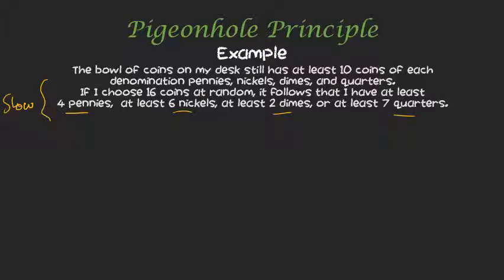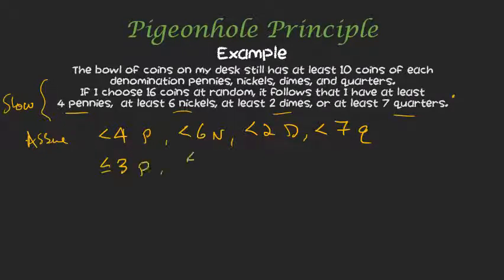So let's try it by contrapositive, right? Look at this implication. If I choose 16 coins, then this will happen. So let's assume that this doesn't happen, that none of these things happen. So assume that we have less than 4 pennies, less than 6 nickels, less than 2 dimes, and less than 7 quarters. Since these are all integers, that means we have at most 3 pennies, at most 5 nickels, at most 1 dime, and at most 6 quarters.